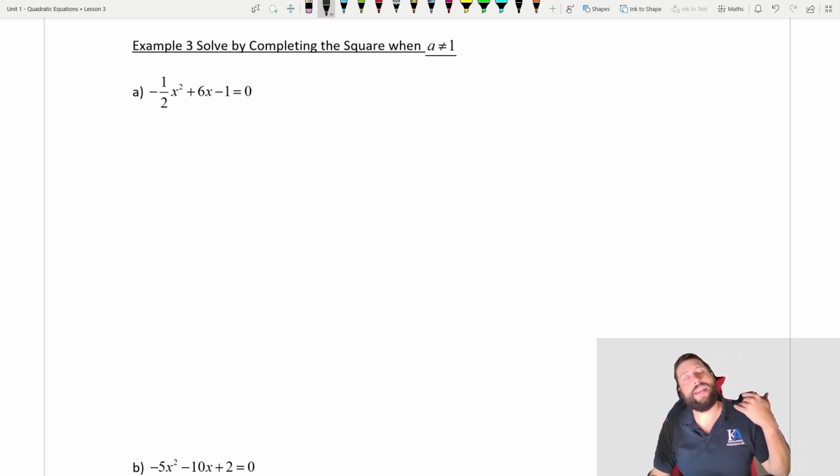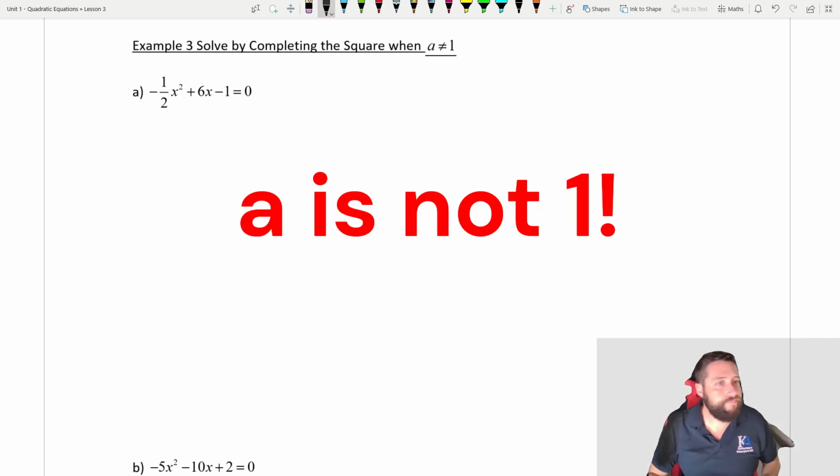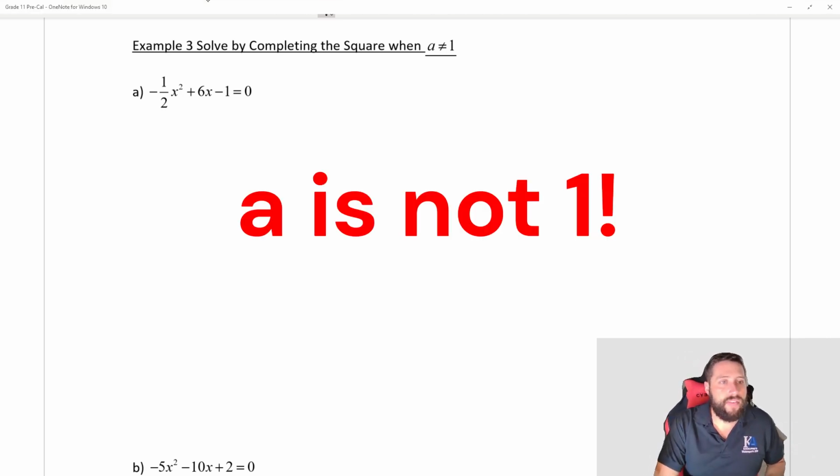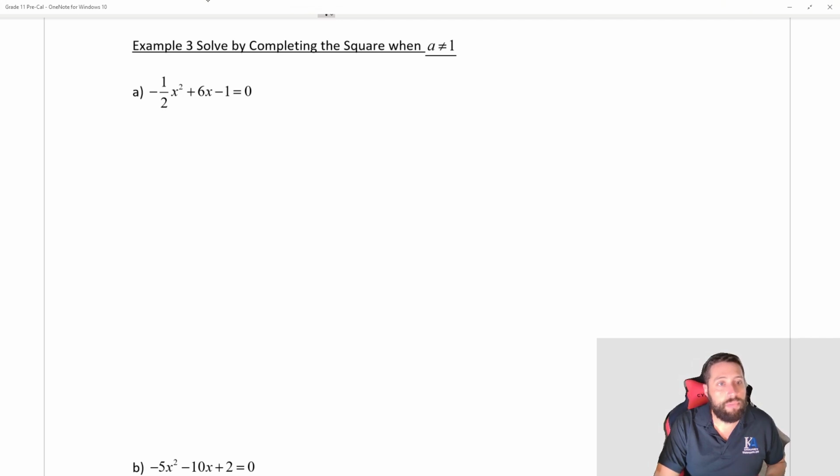Example 3, solve by completing the square when a is not 1. So everything before was when a is equal to 1. Now we're going to look at trinomials where a is not 1. Okay, so we have negative 1 over 2x squared plus 6x minus 1 is equal to 0. So problem for us, 2 things. 1, we have a fraction for a, and 2, it's negative.